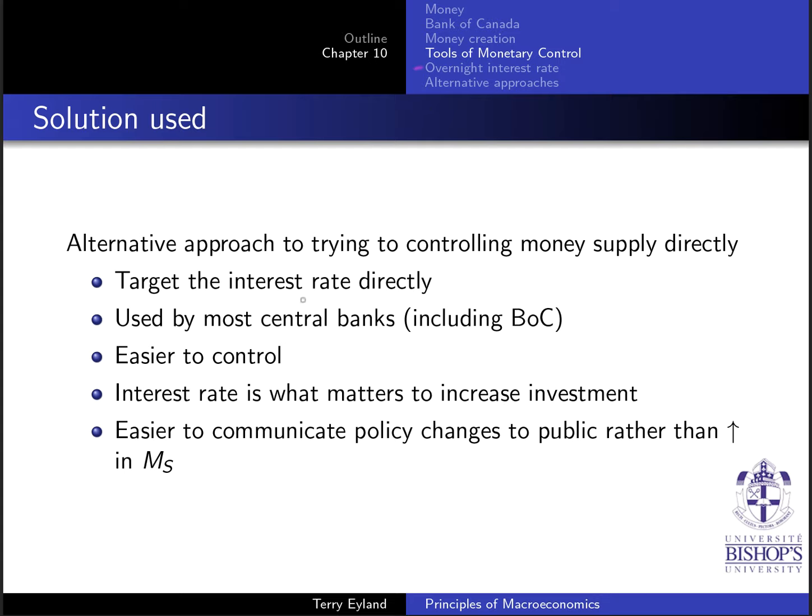Targeting an interest rate directly is what's used by most central banks because it's easier to control. It's what matters to increase investment and to have an influence on other things, as we'll see when we get into monetary policy. And it's also easier to communicate than changes in money supply. If we were to tell the population that the money supply is going to go from this amount of million to this amount of million, most people wouldn't really understand. But if you tell them that interest rates are going to drop from 2% down to 1%, they could easily relate to that, and they could easily see what the implications are.